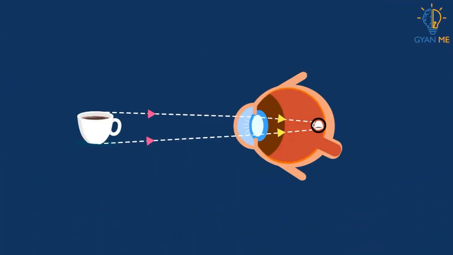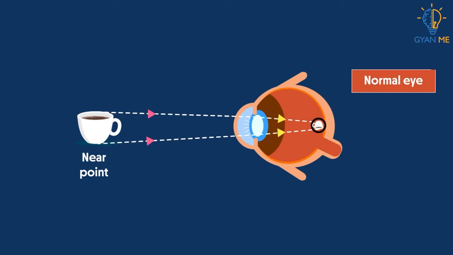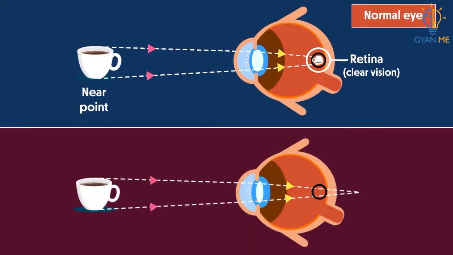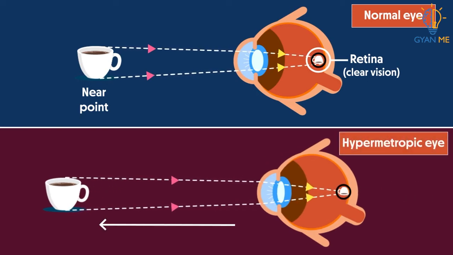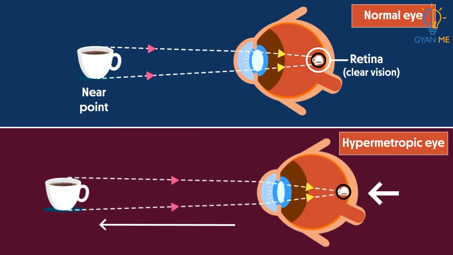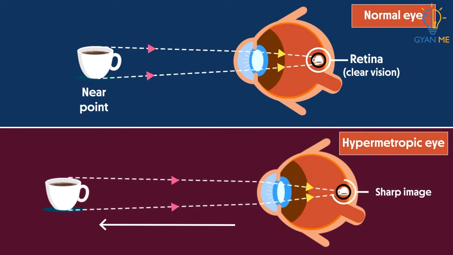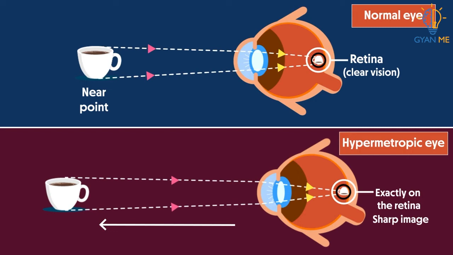Say for example, I have an object placed near to my normal eye. As you can see, in the normal eye, the lens can become thick as required, and so its focal length is less and also bending is more. So the image is formed exactly on the retina. While in the hypermetropic eye, it is not so. The lens does not become thick and you can see it remains thin. So its focal length is more and also bending of light is less. Thus, the image is formed behind the retina and not on the retina.